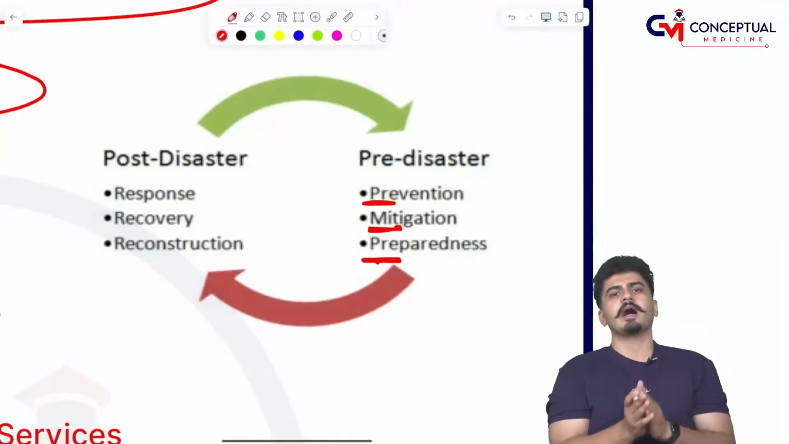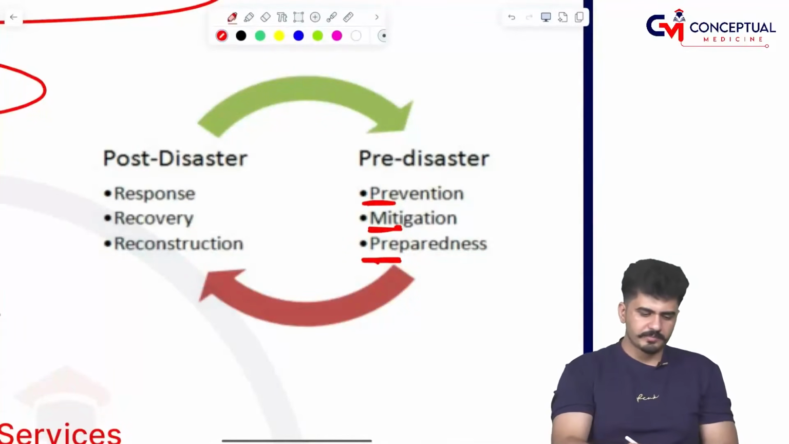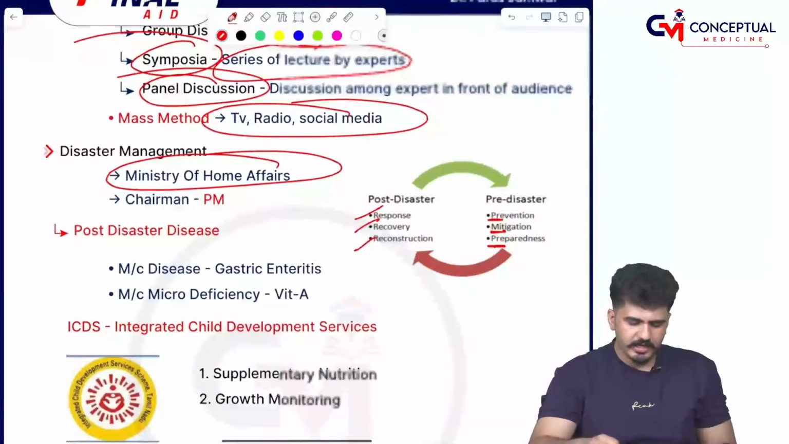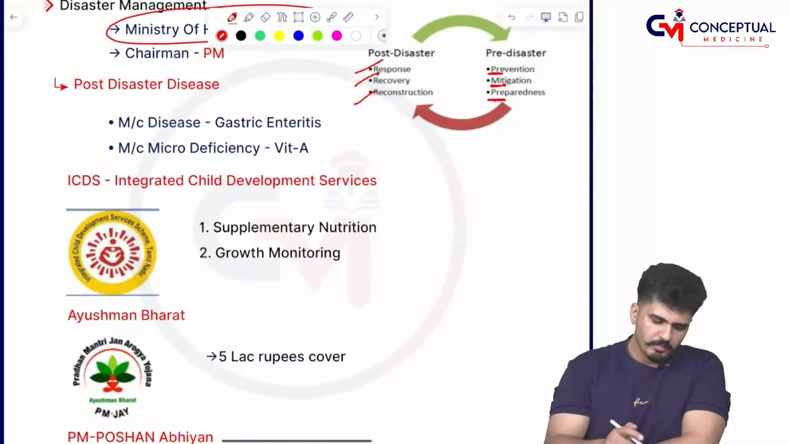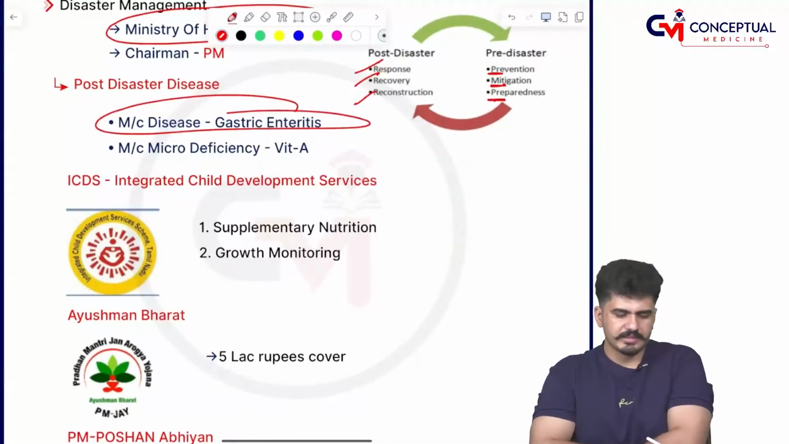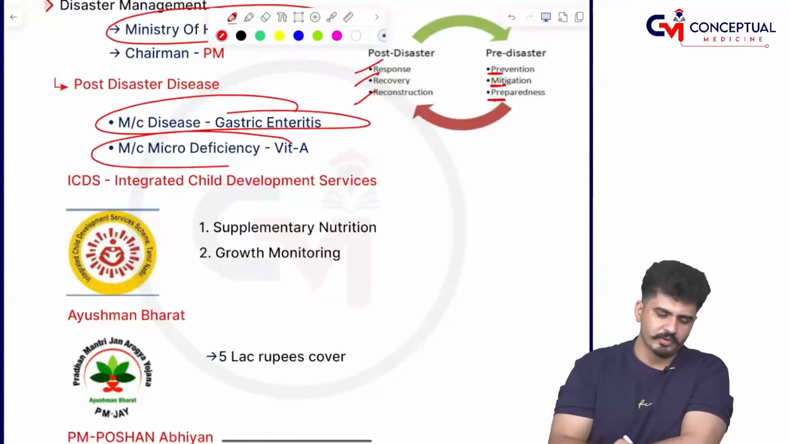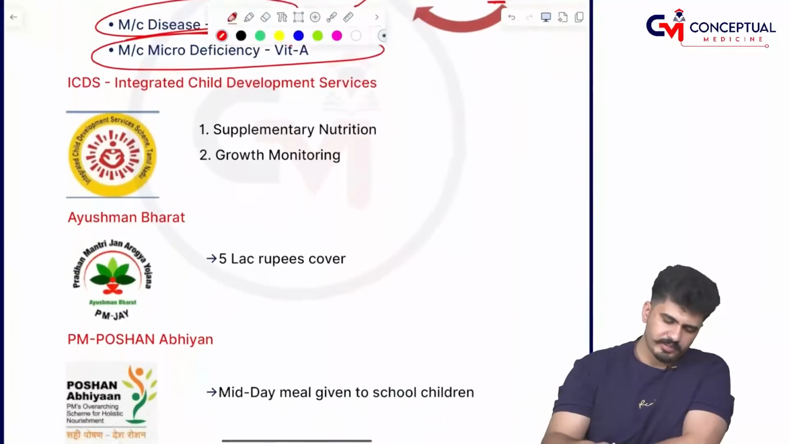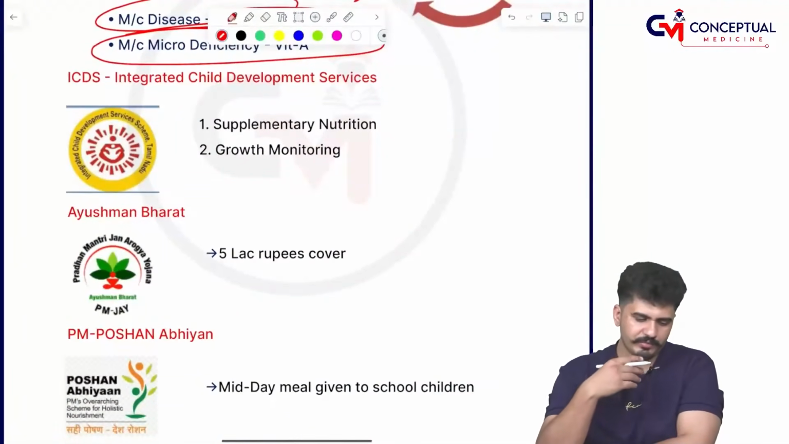Now disaster has happened. What other things are there? Response, recovery and rehabilitation. Response, recovery and rehabilitation, sir. Now the most common disease after this is gastroenteritis, and the most common micronutrient deficiency is going to be vitamin A, sir.